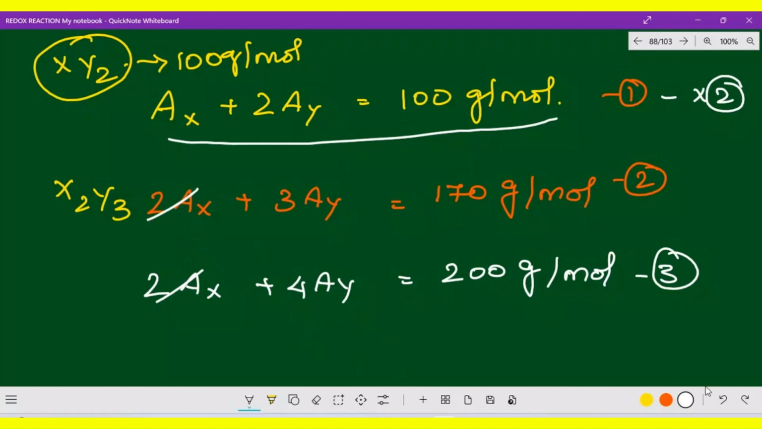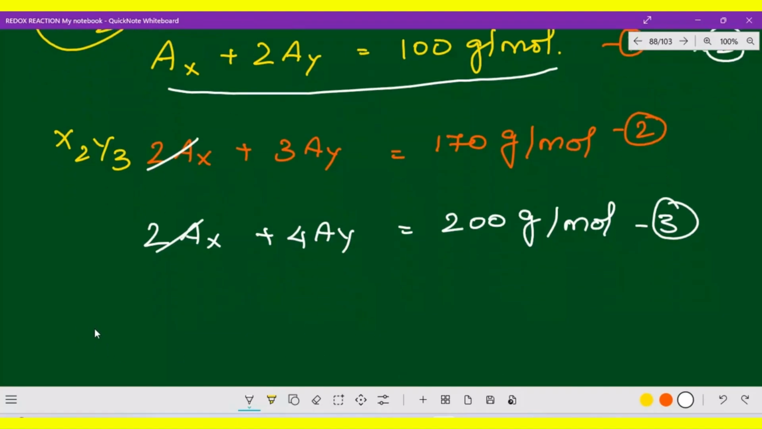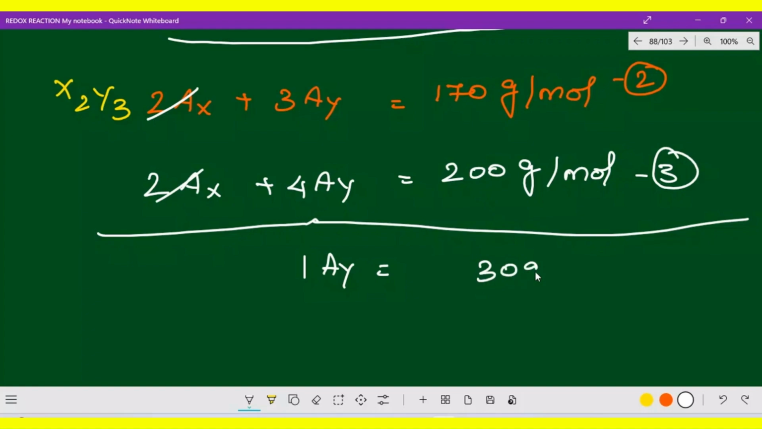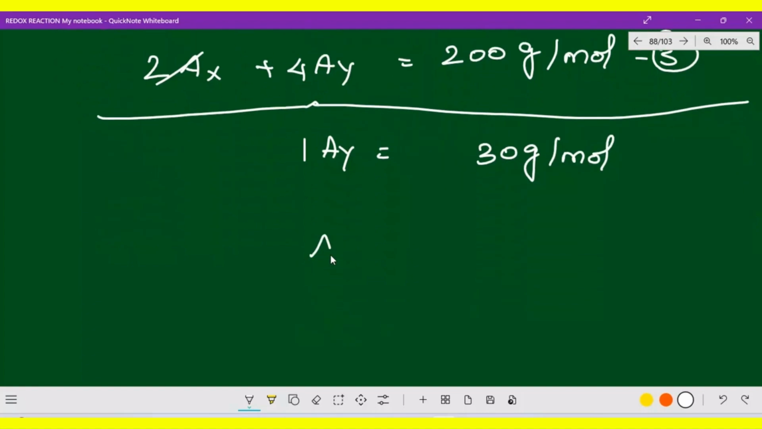Now here you will get 1AY. Here 1AY equal to how much? 170 minus 200, when you subtract. So you will get 30. So 30 gram per mole. So Y equal to 30. So AY equal to 30 gram per mole.